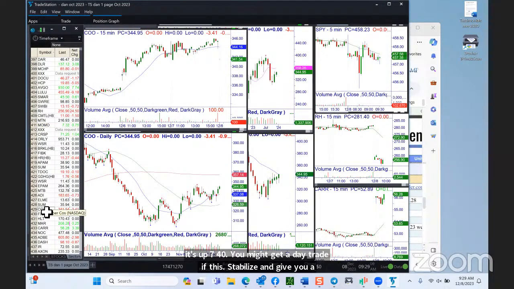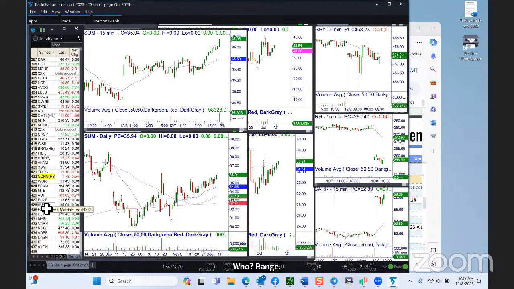Range bound after breaking out. Some closing breakout. I would like it better without this bar here, but it's a closing breakout, so I think it should go through that. Maybe target high 36s.